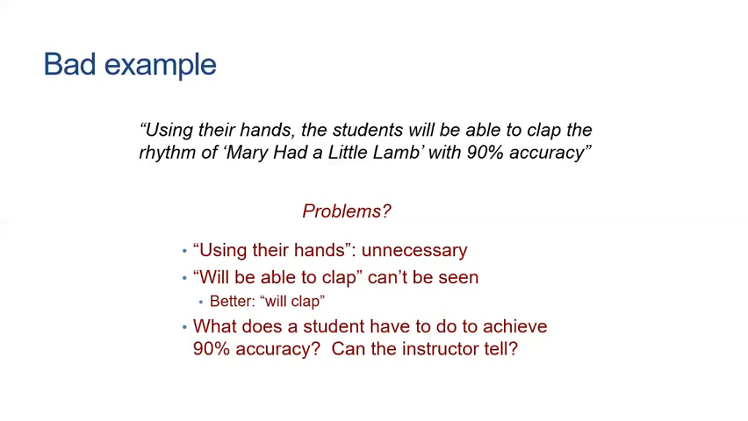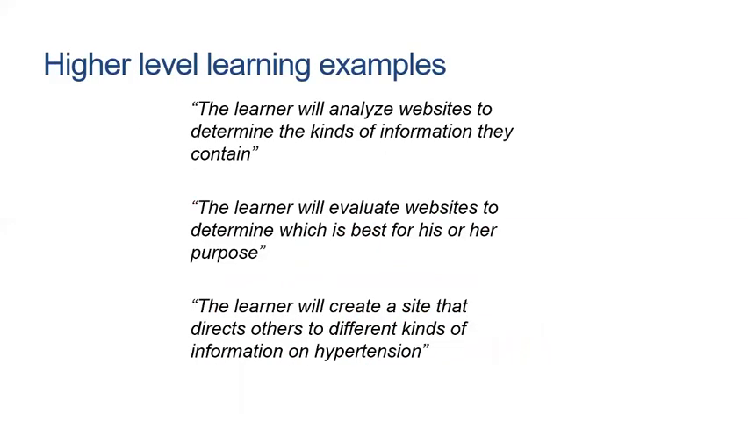And finally, the conditions here will be with 90% accuracy. The degree, excuse me, the degree, with 90% accuracy. Can you observe that? What does 90% accuracy of clapping really look like? You need to be able to measure it and observe it. So think about that if you're going to use a degree and a condition in your learning outcome. Okay, so that was our example there.